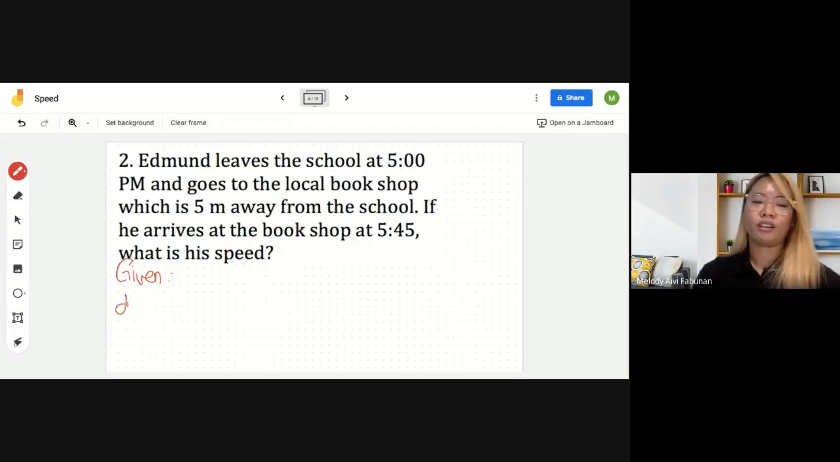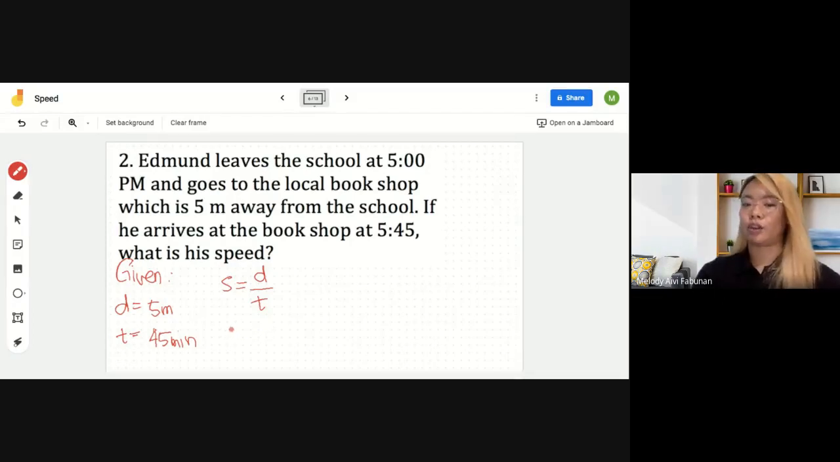So ang distance natin is around 5 meters away. And ang ating time is around, if he left at 5 o'clock and he arrived there at 5:45, so it took him 45 minutes to reach the local bookshop. So ang time lapse natin is around 45 minutes. Then of course, our equation is still the same. Speed is equivalent to distance divided by the time it took for Edmund to arrive at his destination.